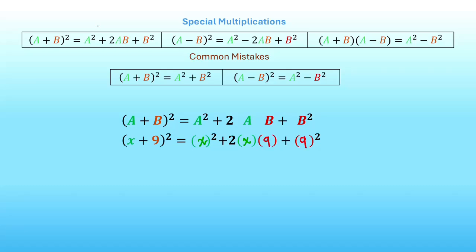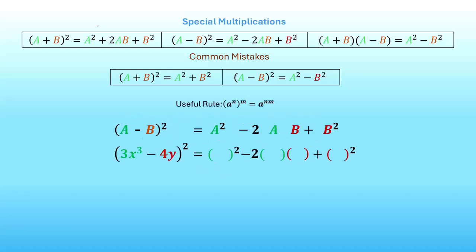And then we're going to simplify the answer to x squared plus, here we have 2 times x times 9. We can multiply 2 and 9 to get 18x, plus the square of 9, which is 81. And that is the answer.